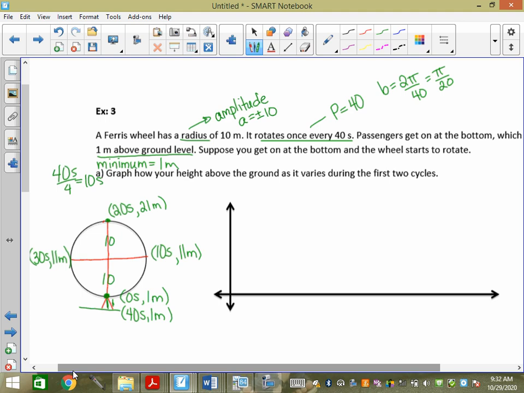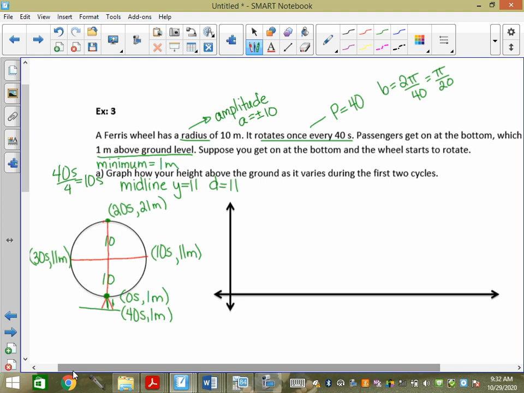If you don't sketch it, there's a good chance you're going to tell me this happens at 10 meters and 20 meters. It's just going to happen. So that's why I do the sketch, so I don't mess up my midline. So I know my midline is at y equals 11, which means my D value is 11. So I have my A, I have my B, and I have my D, don't I?